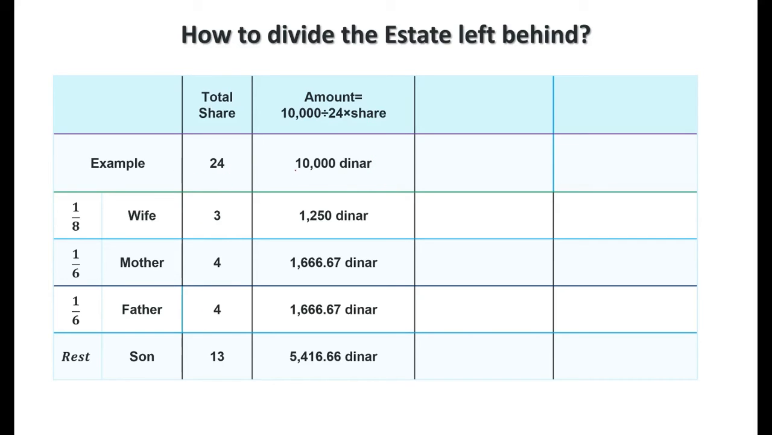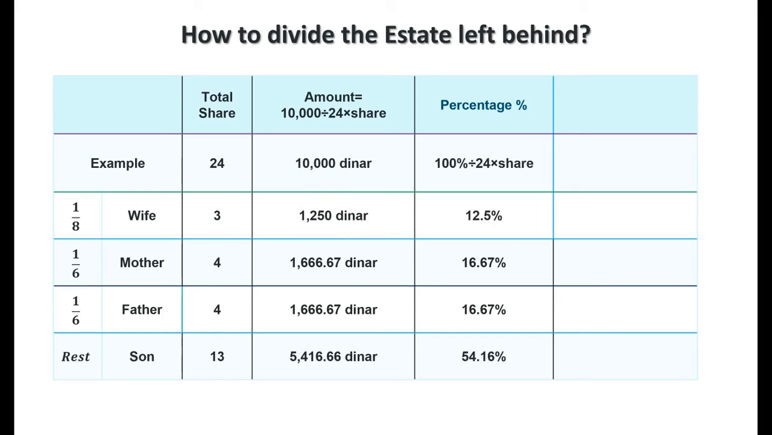10,000 divided by 24 times 3 is 1,250, and so on. 10,000 divided by 24 times 4 is 1,666.67.